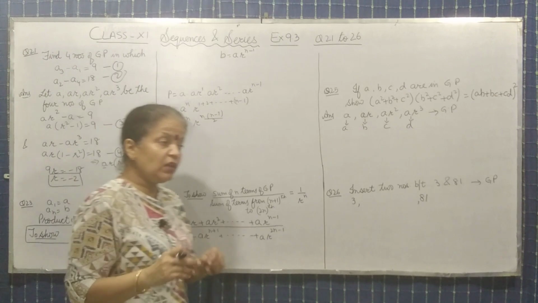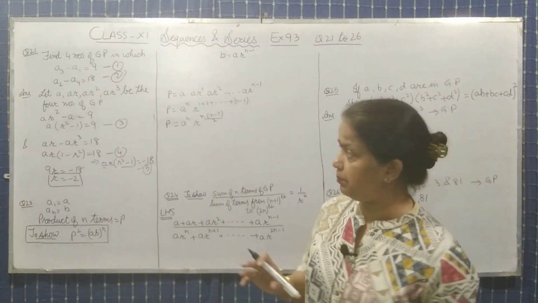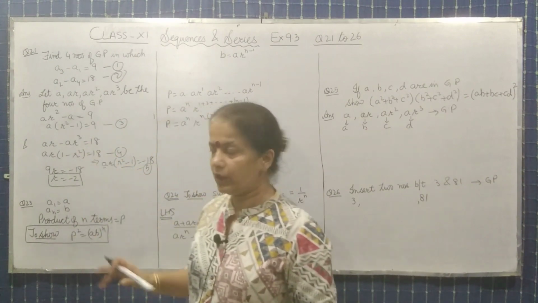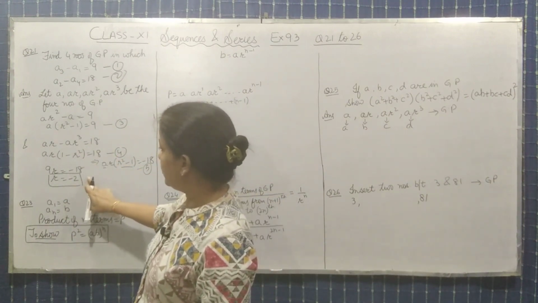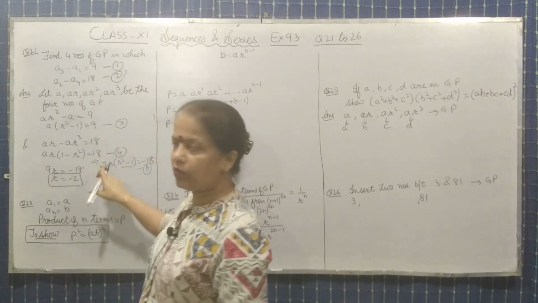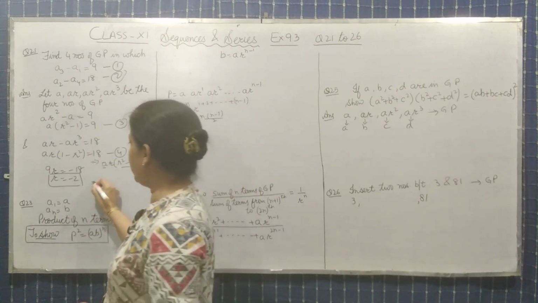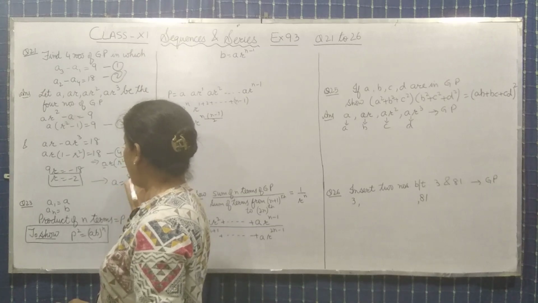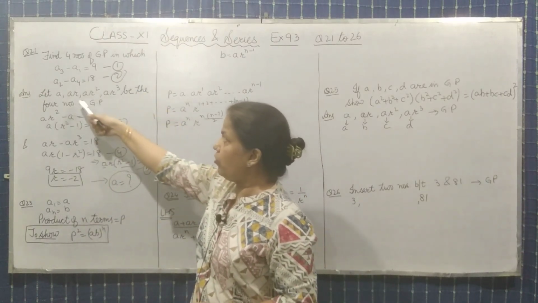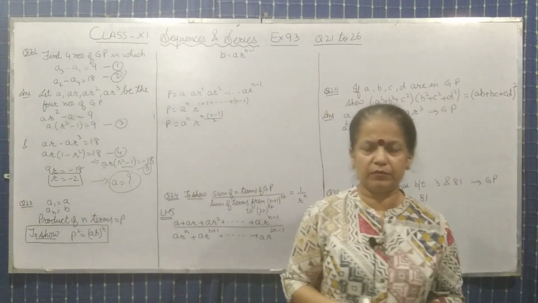Now to find out the four numbers of GP, you need the value of A also. So what will you do? You will put this value of R in either of the equations and get the value of A. So after finding out the value of A, then you can find out all the four terms. Clear?